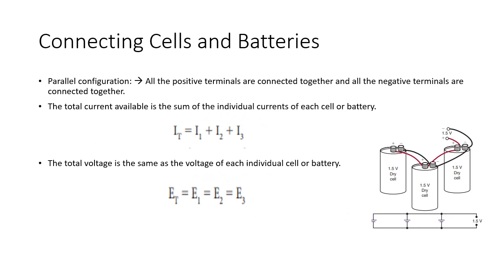In a parallel configuration, all the positive terminals are connected together and all the negative terminals are connected together, as in figure. The total current available is the sum of the individual currents of each cell or battery. This can be expressed as I total equals I1 plus I2 plus I3. The total voltage is the same as the voltage of each individual cell or battery. This can be expressed as E total equals E1 equals E2 equals E3.